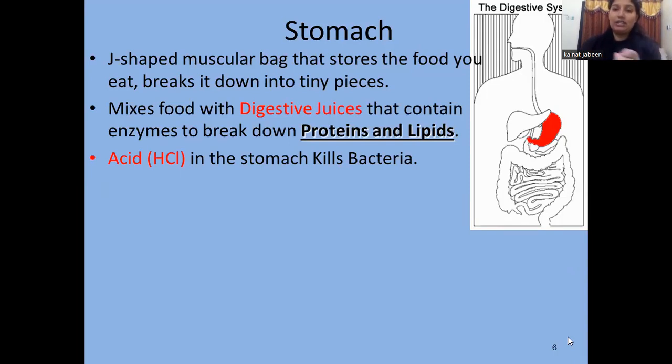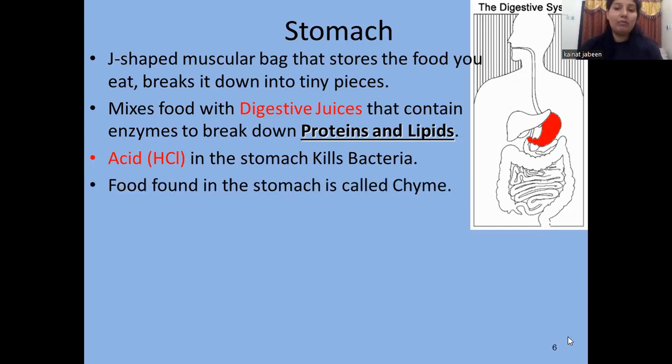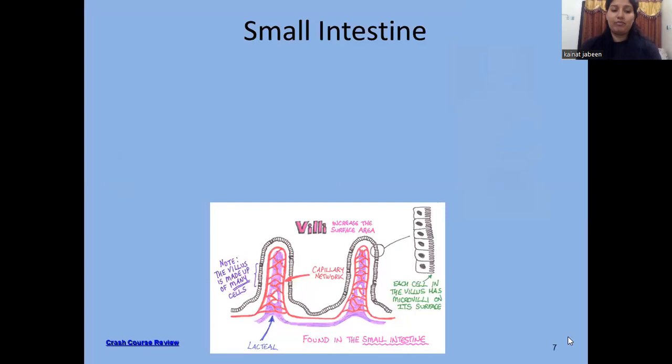In the same way, the acid in your stomach, that is HCl, hydrochloric acid, kills the bacteria in the stomach that came with the food. Now, the food that is present in your stomach is called chyme.